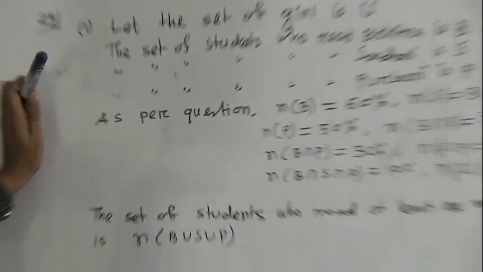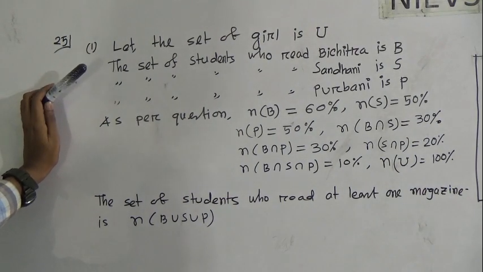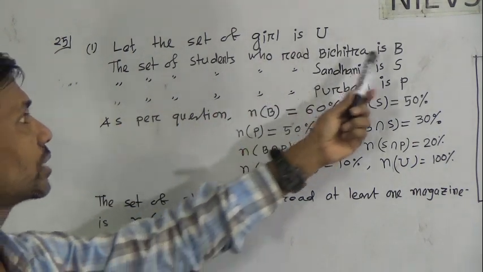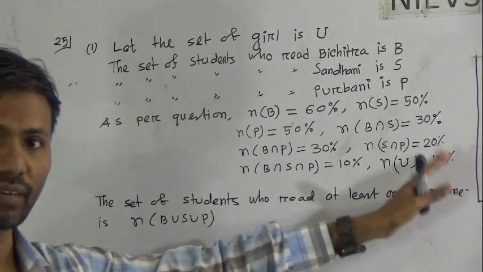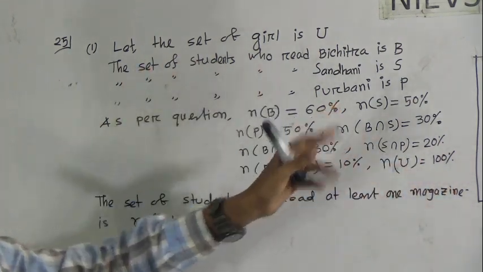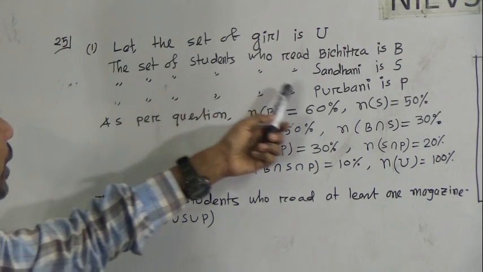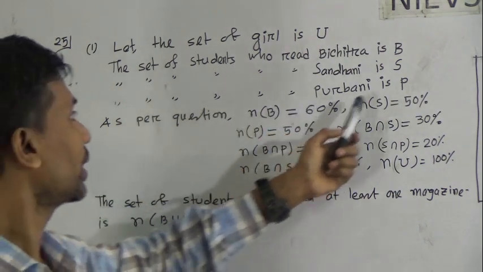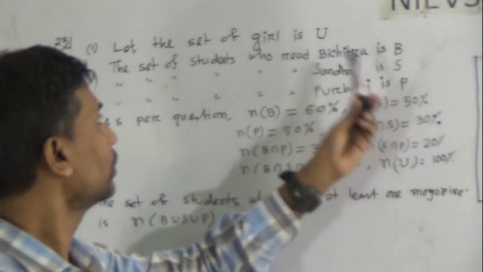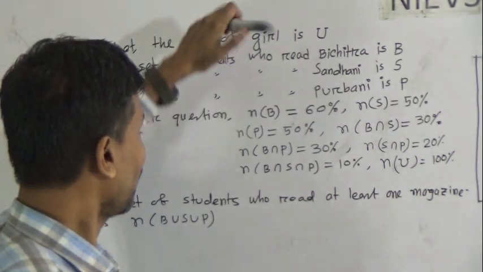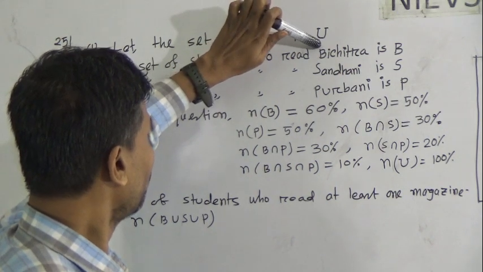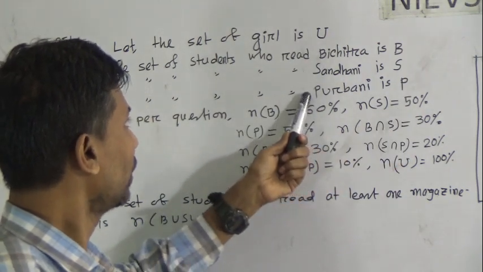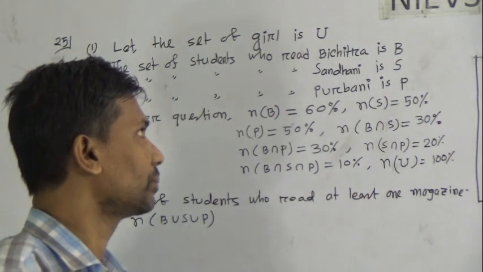According to the information, I have written here: let the set of girls be the universal set U. The set of students who read Bichitra is B. The set of students who read Shandhani is S. The set of students who read Purbani is P. I have written it in language form, and I will describe it in the Venn diagram. Bichitra's first letter, so I have written B. Shandhani, S. Purbani's first letter, so I have written P.